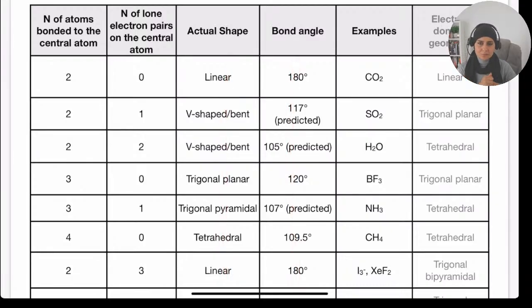Let's talk about bond angles a little bit. Let's say you have a tetrahedral structure, just a small tetrahedron. It has four atoms bonded to the central atom, zero lone pairs. The bond angle is 109.5. That bond angle happens when you have equal repulsion between bonded pairs. You just arrange four electron domains with equal repulsion, and they arrange at 109.5 degrees.